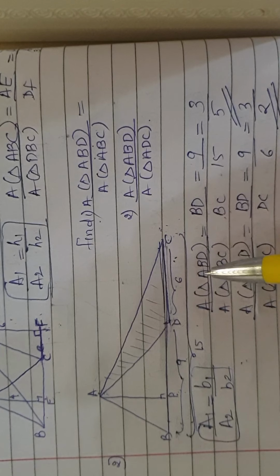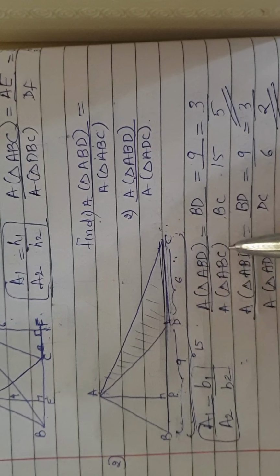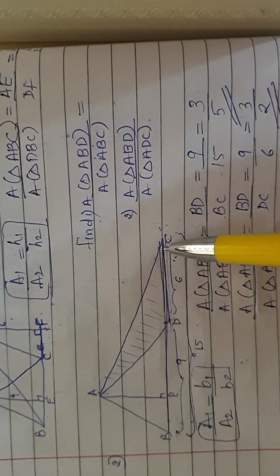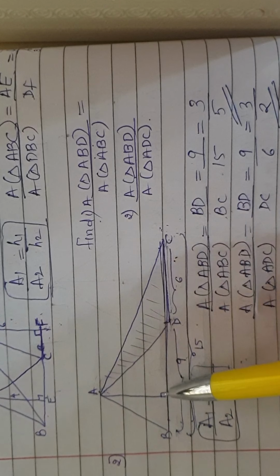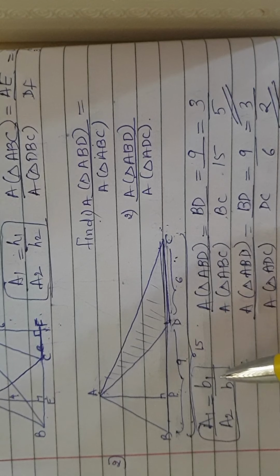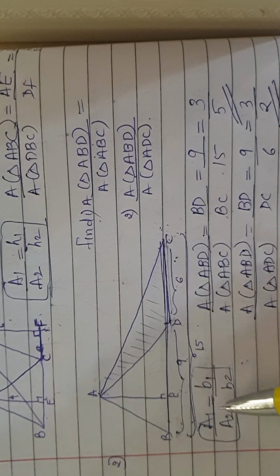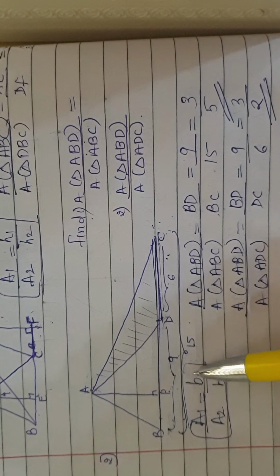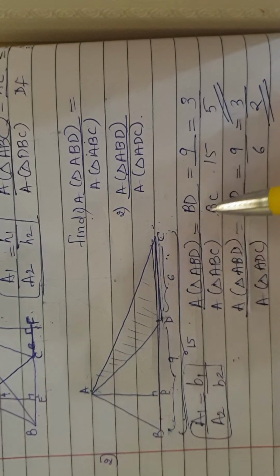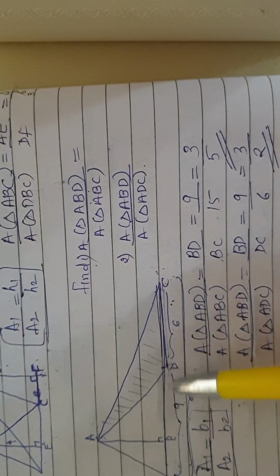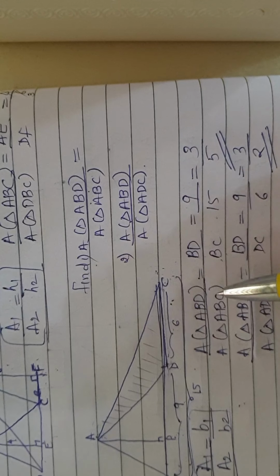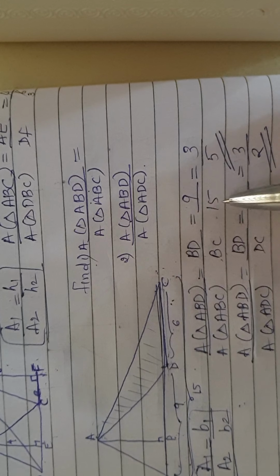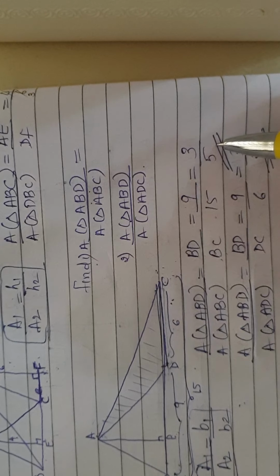Understood? So first just understand the base and the height. Now look at triangle ABC. If you look at triangle ABC, which is a big triangle, the base is BC and the height is AD. That means their heights are the same. And if the heights are the same, you know A1 upon A2 is B1 upon B2. So let me take the base of ABD, the base is BD, and for ABC, the base is again BC. So the values I'm going to put are 9 upon 15, which is 3 upon 5.